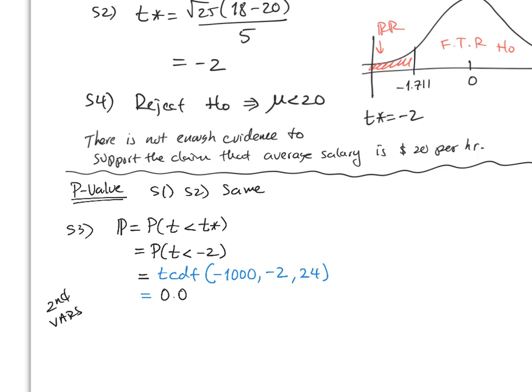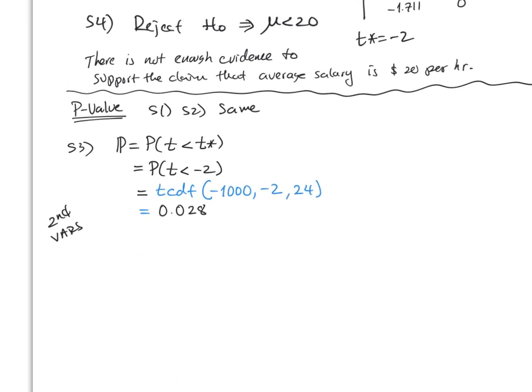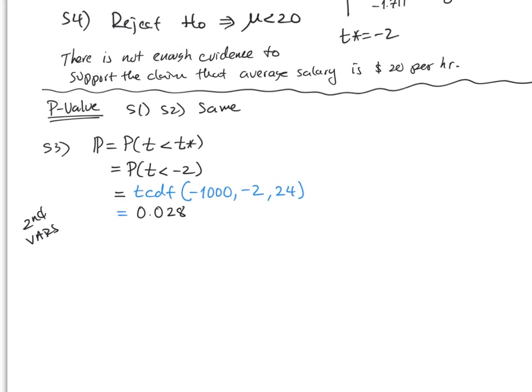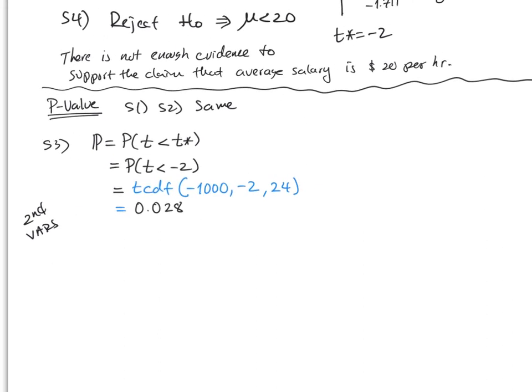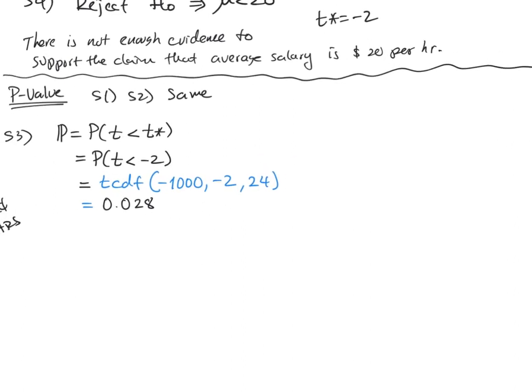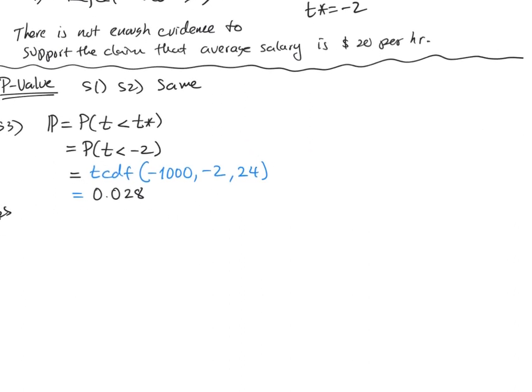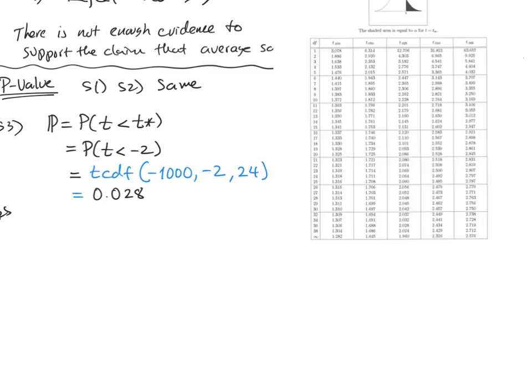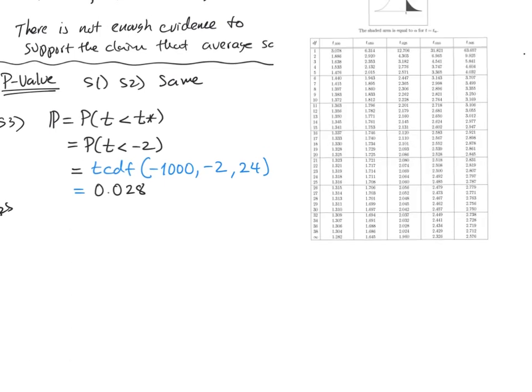0.028. All right, so that's the p-value. Now let's say that you don't have the calculator, or you run out of battery, or whatever happened. How will you do this with the table? With the table, you are not going to find the exact value, but you don't need an exact value. All you need is an approximation. This is how you're going to do it with the table.